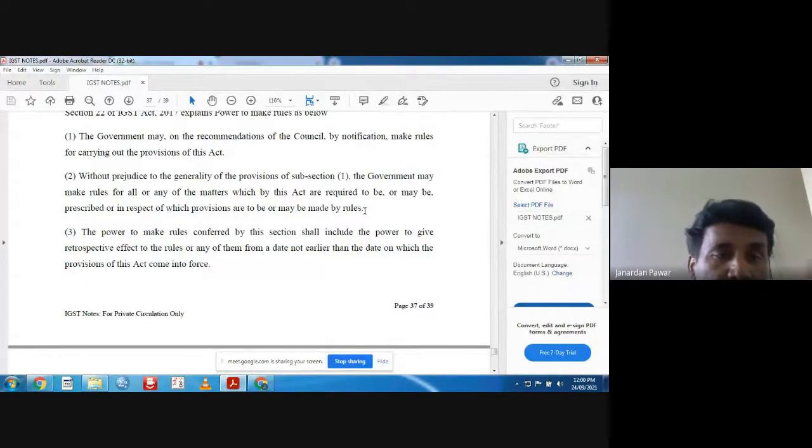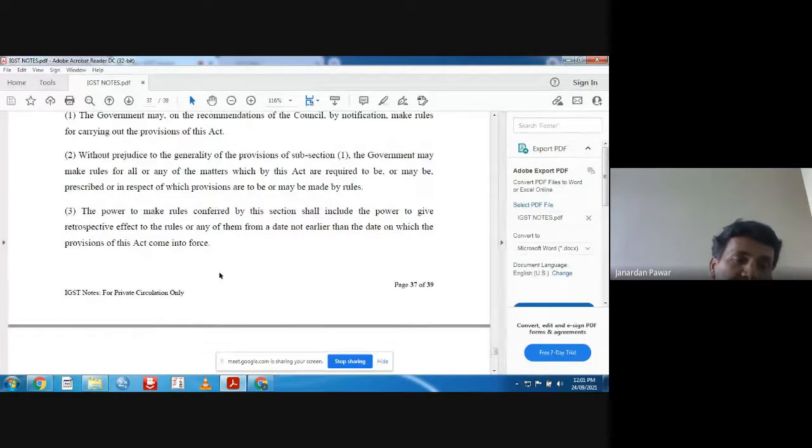Without prejudice to the generality of the provisions of section 1, the government may make rules for all or any of the matters which by this act are required to be or may be prescribed, or in respect of which provisions are to be or may be made by the rules. So there is a right according to the provisions of subsection 1 of this particular section. The central government may make some rules for any matters of this act. So this particular right is given to the central government to make certain rules for any matters of this particular act called the IGST Act.